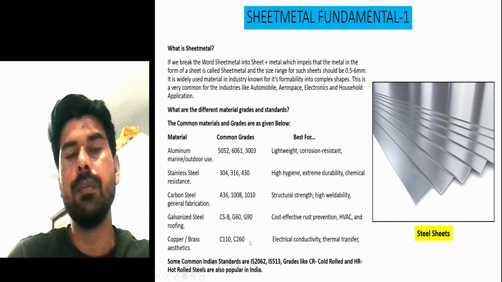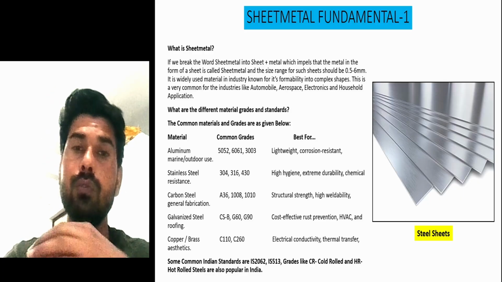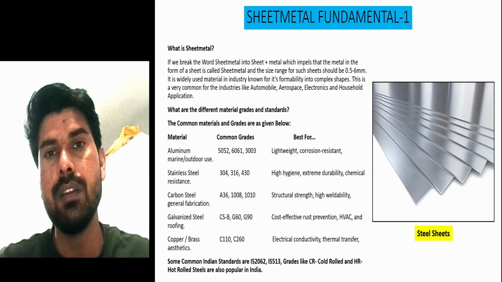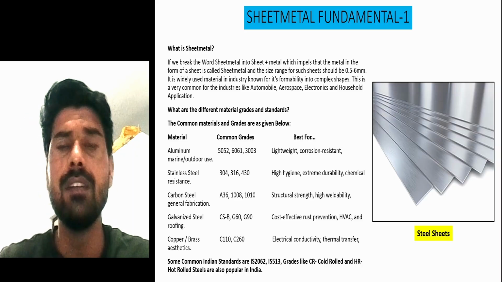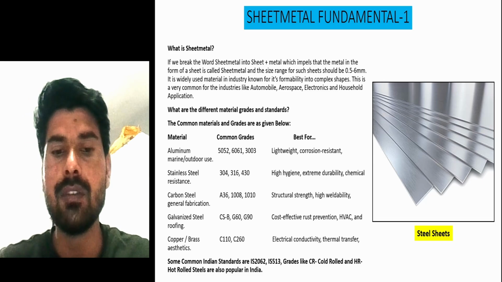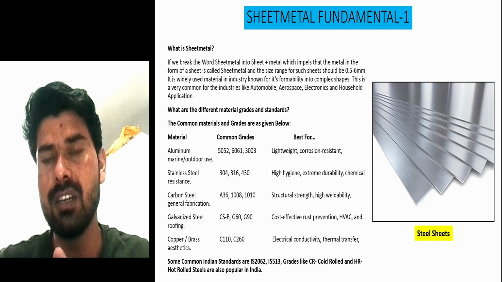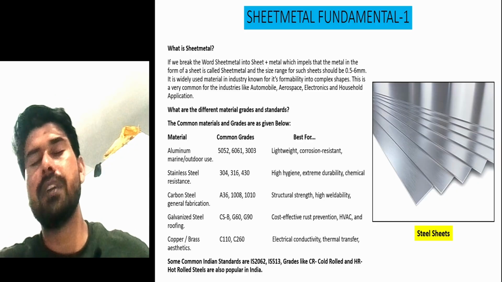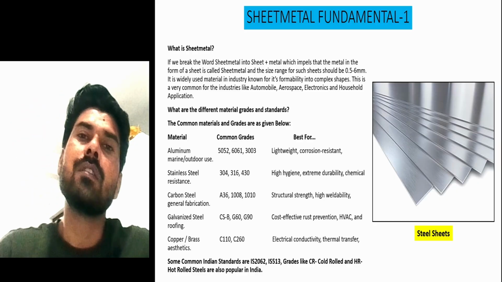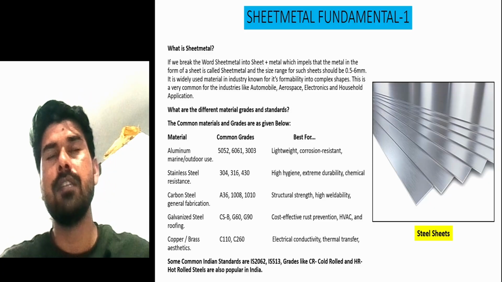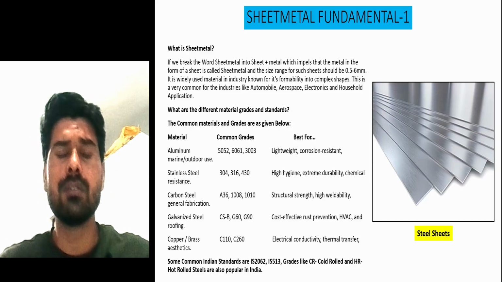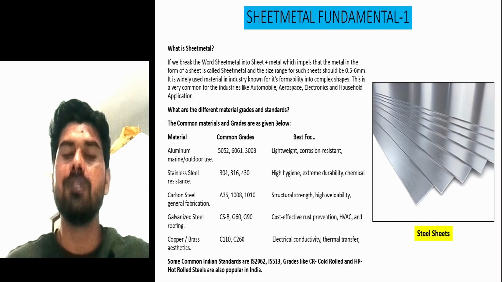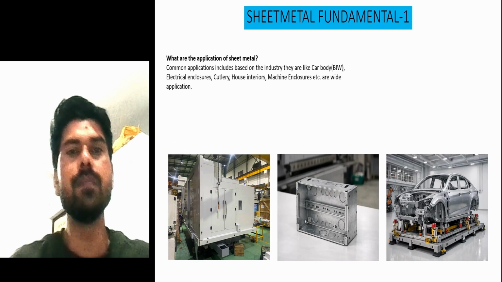And also some Indian standards like IS 2062, IS 513 are very popular in the sheet metal industry, and some special grades like CR and HR. CR stands for cold rolled steel. It comes in various thicknesses starting from 0.5 and going up to 6 millimeters, and the same for HR also. And these are very popular in India.